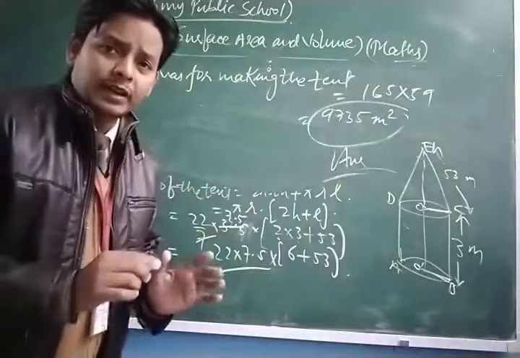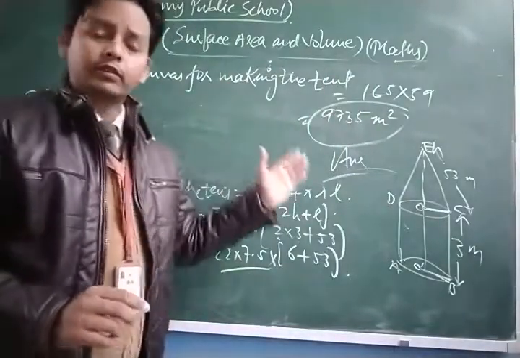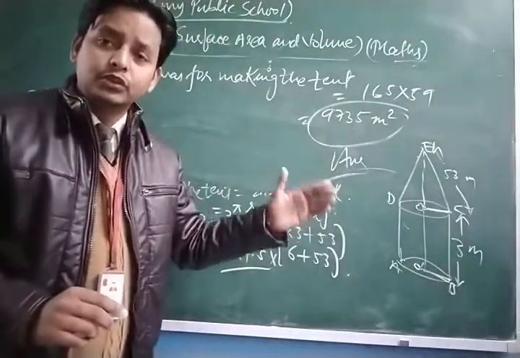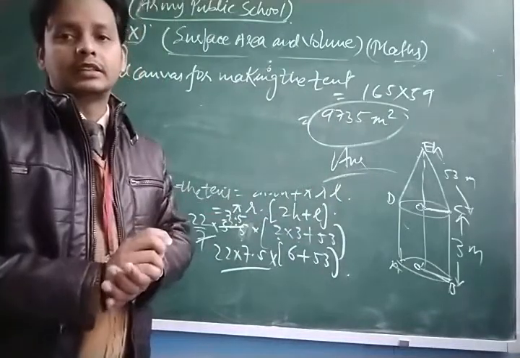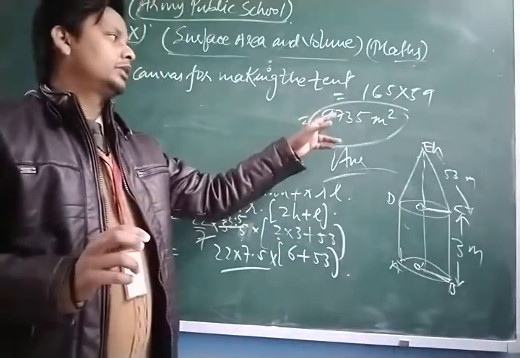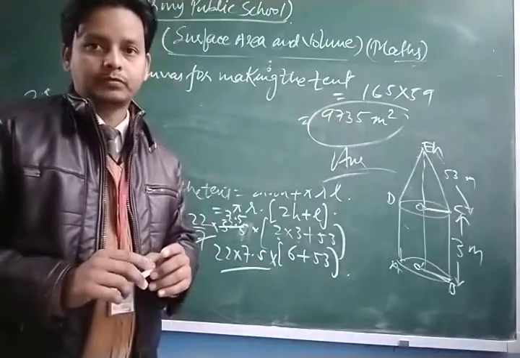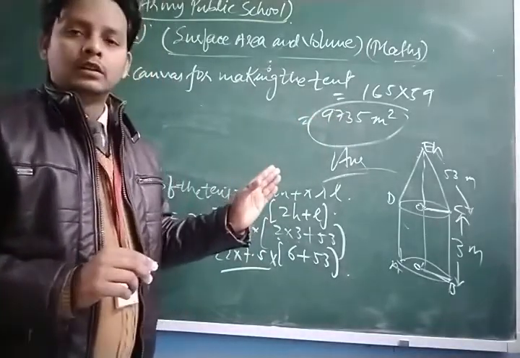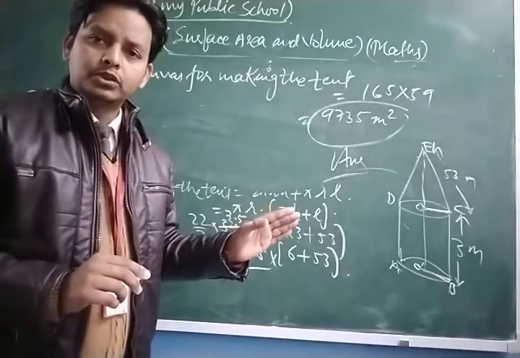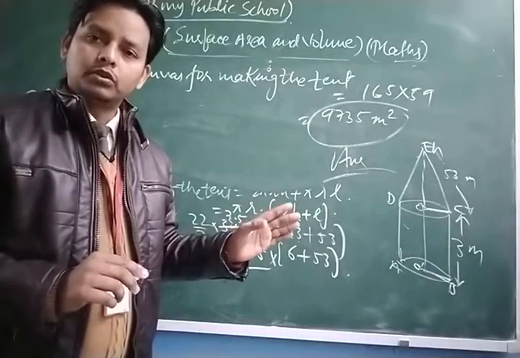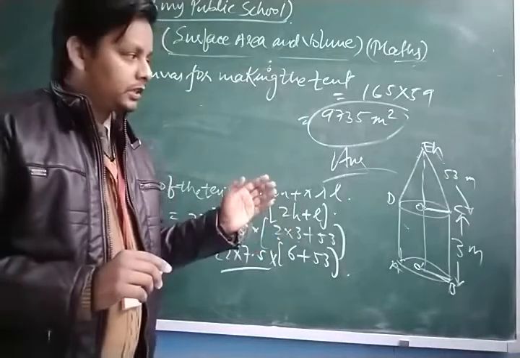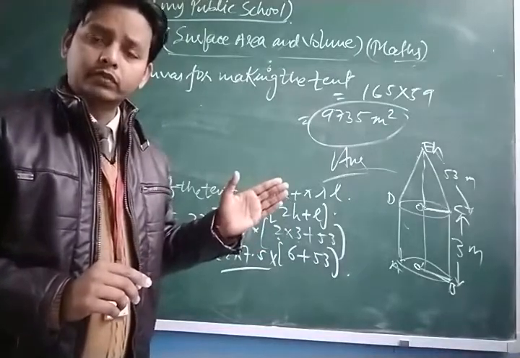So in this way, dear friends, the total canvas used for making this tent is 9735 meter square. This is a very important question related to your syllabus. So please do more and more practice of this type of question.